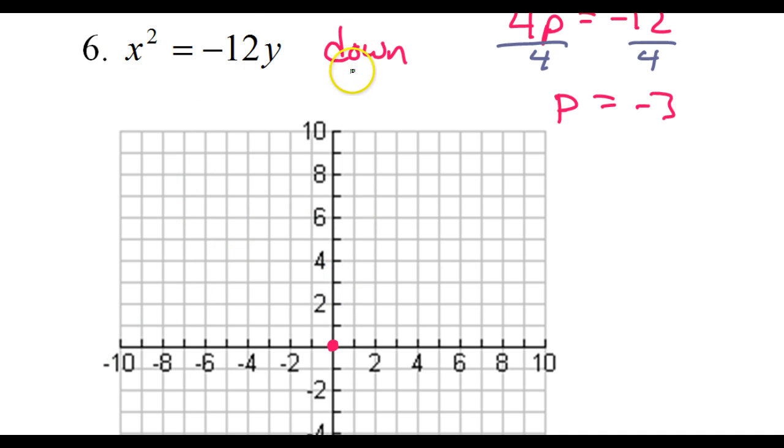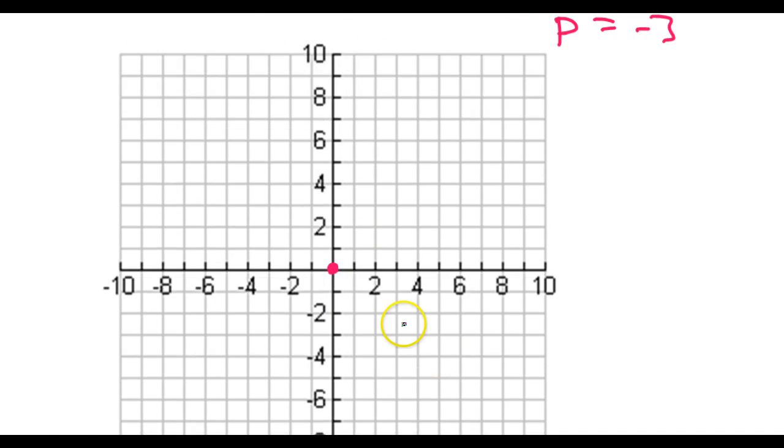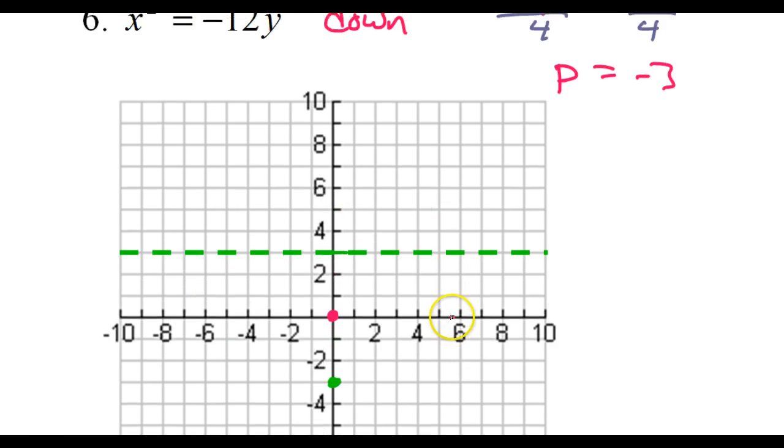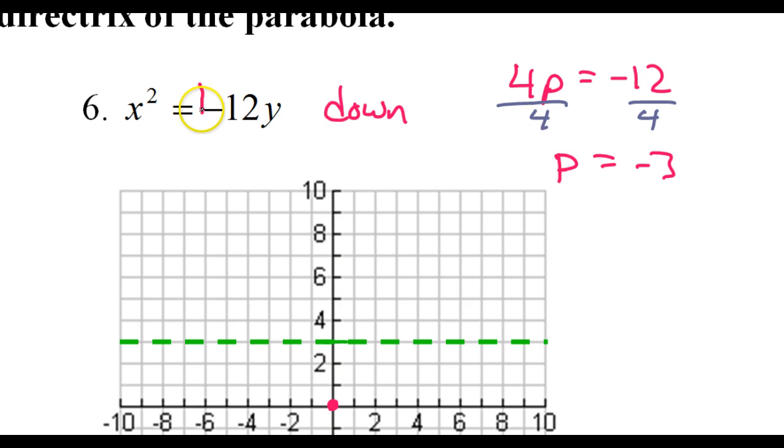So if the parabola is down, the focus must be down 3. So that will put the focus right here. That means the directrix, by the way, must be up here. All I need is the focal width in order to finish off the sketch. The focal width is going to come from right here. Focal width is always positive, so ignore the negative sign. The focal width is 12.